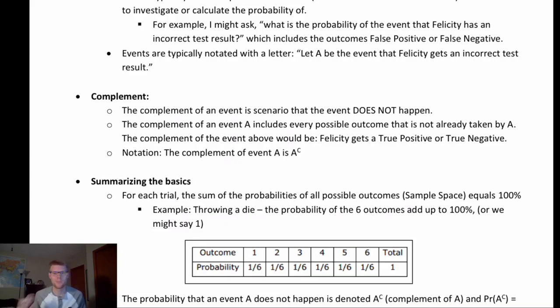It would be the true positive and true negative outcomes, the leftover ones not already included in A. And we use this notation of A with a little c to represent the complement of A, like the leftover of A. So then the probability of A or A complement should be 100%. Those 2 things should comprise all possible outcomes because it's everything in A and everything not in A.